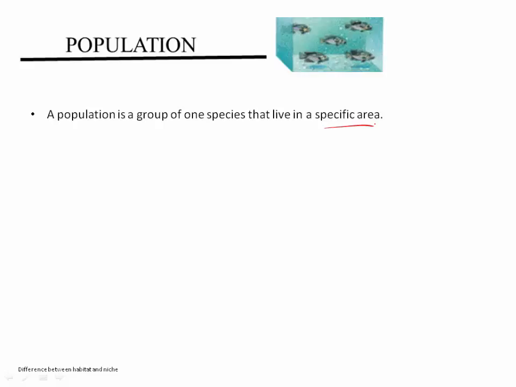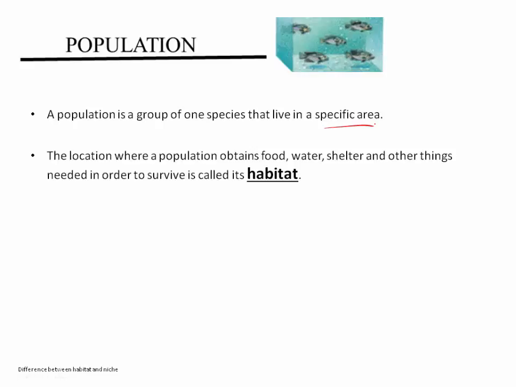Now, what would we consider a specific area? What would we call that specific area where a population lives? It would be called a habitat. So it's the location where the population obtains its food, water, shelter, all the things that it needs to survive. You might want to make a note of that on your notes. There's a little spot there for you to put down notes on habitat. Make sure that you get that information. When I think of a habitat, it's like your address. It's like where you live.